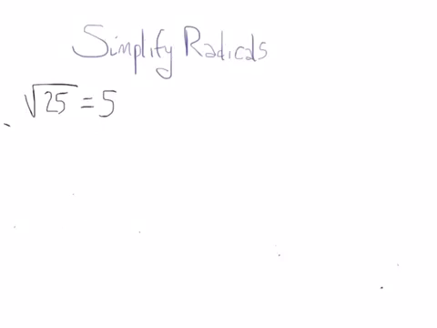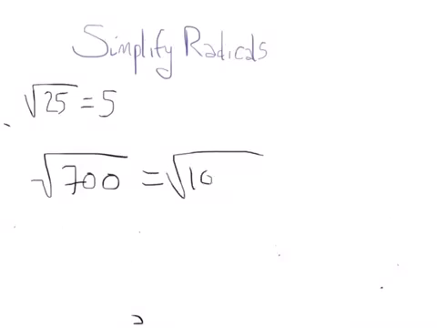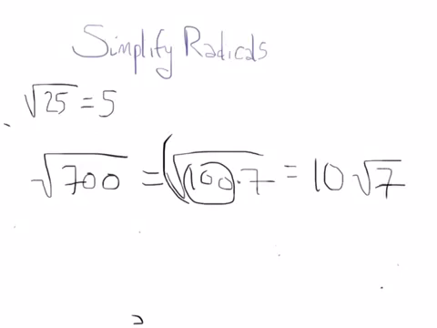One more example. Let's say I had the square root of 700. So 700, 100 goes into that. So that would be the same as square root of 100 times 7. Square root of 100 is 10. And notice 10 is no longer under the square root because it's been square rooted. 100 square rooted is equal to 10. The square root is spent, but it's still 10 root 7.